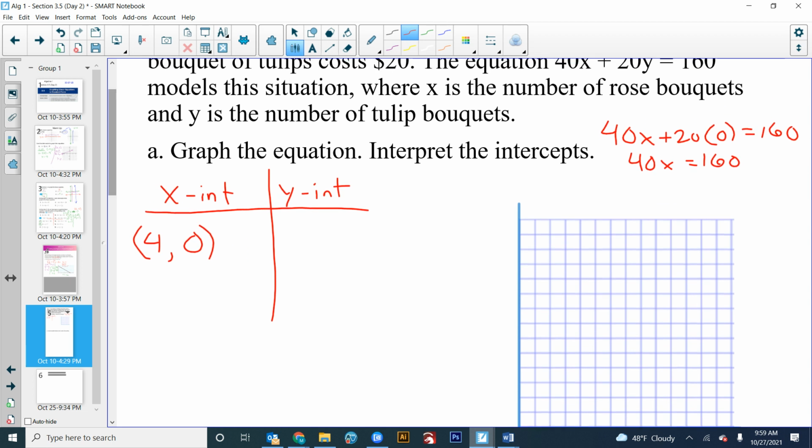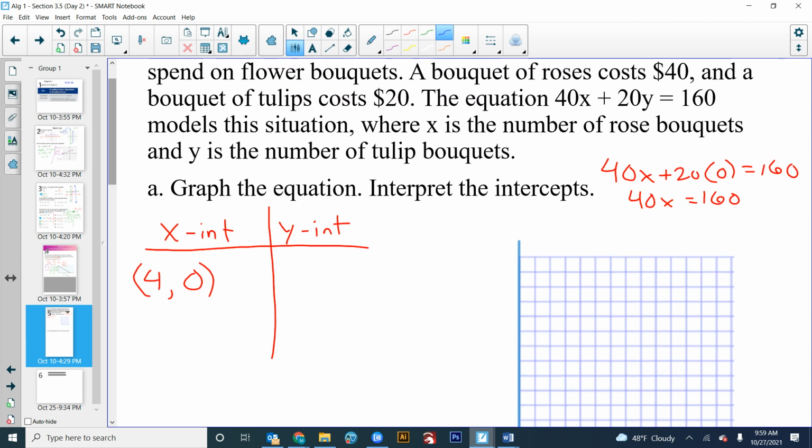How about the y-intercept? For the y-intercept, we're going to plug in 0 for x. 40 times 0 plus 20y equals 160. Wipes out the first term. Divide by 20. What's 160 divided by 20? 8. So that is (8, 0) or (0, 8)? (0, 8).